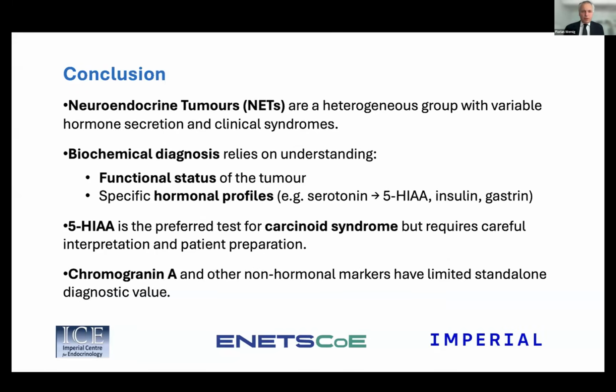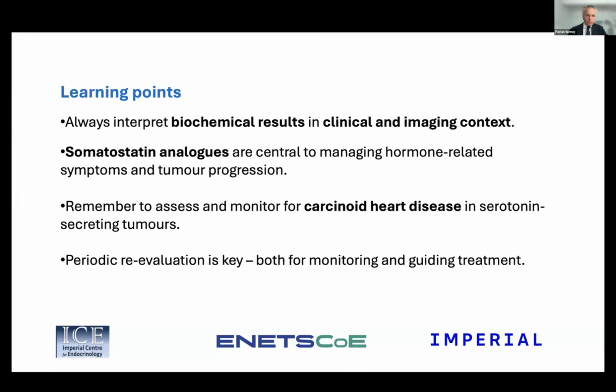So in conclusion, neuroendocrine tumors are a very heterogeneous group with variable hormone secretion and clinical syndromes. The biochemical diagnosis relies on understanding of the functional status of the tumor and their specific hormonal profiles, as we discussed. 5-HIAA is the preferred test for carcinoid syndrome, but it requires careful interpretation and patient preparation. And chromogranin A and other non-hormonal markers have limited standalone diagnostic value. So it's always important to interpret biochemical results in the clinical and imaging context.